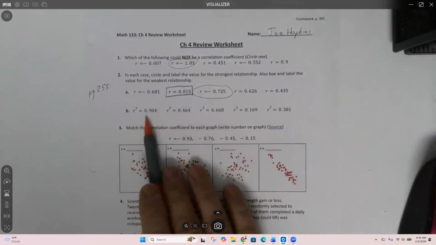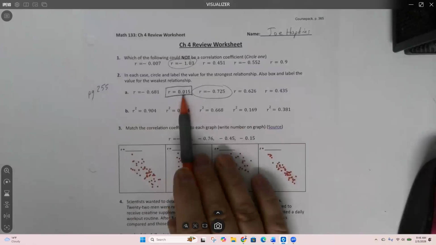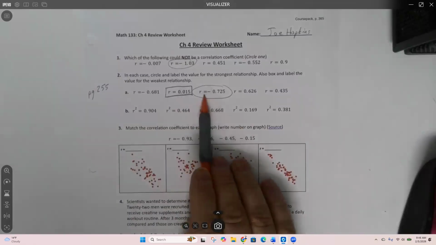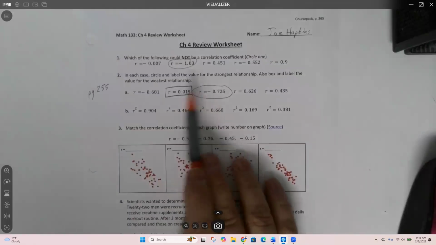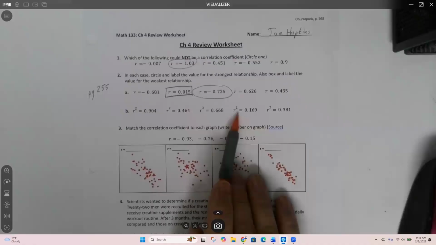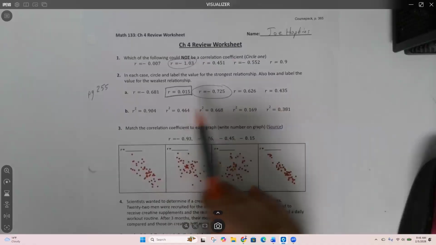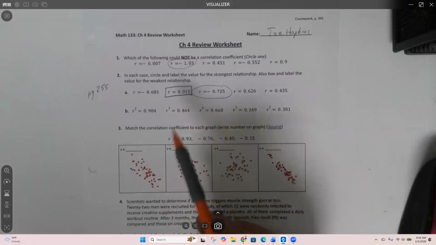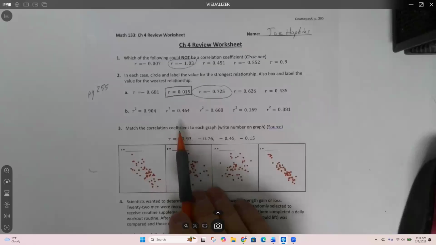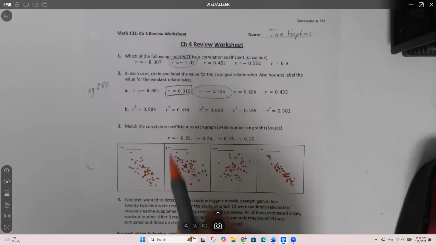All right. So for part B, it can be confusing when we are looking at R because, like I said, it can be positive or negative. So if we square that, when you square a negative number, negative times a negative becomes positive. R squared is called the coefficient of determination. And it has an interpretation, which is again on page 255 down here at the bottom. We'll talk about that in a little bit.